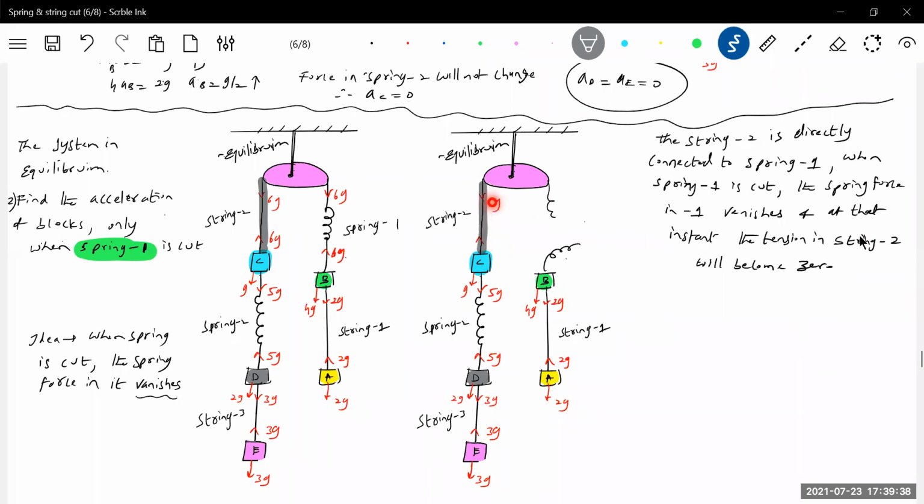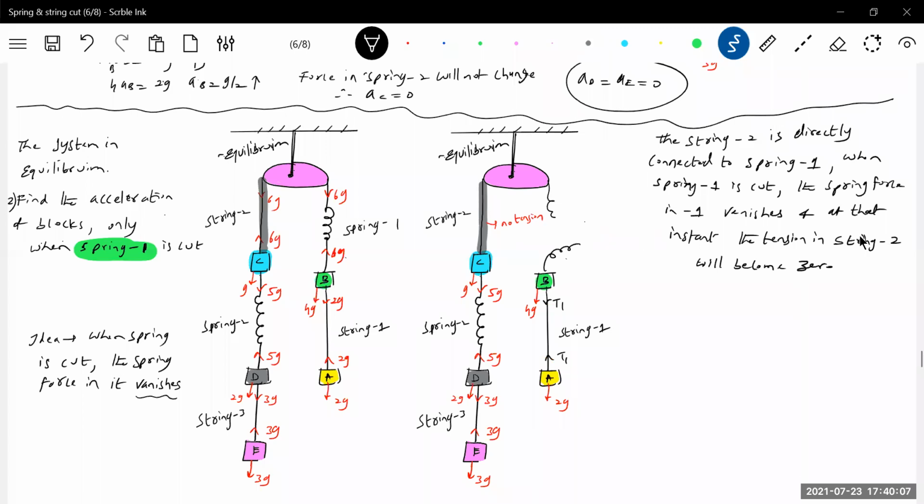I'll remove this 6G. Okay, no tension. We'll write it here. Now block B, what will happen to block B? Here we have to be careful. What about the tension here? 2G, we don't know. Call it some T1. This is the beauty of this problem.